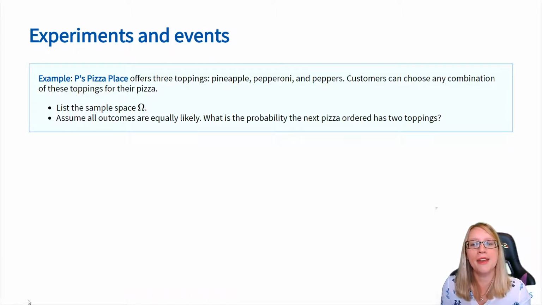Let's take a look at another example. So for those of you who like pineapple on your pizza, you might like this example. If you don't, bear with me. Let's take a look at the case of P's Pizza Place. So P likes a good theme. All of the possible toppings that are available at P's Pizza Place start with P. So you can get pizza with pineapple, pepperoni, or peppers, or any combination of the 3. Let's list the sample space omega, so get some practice listing the possible outcomes in a random experiment, and then find the probability that the next pizza that we order has 2 toppings.